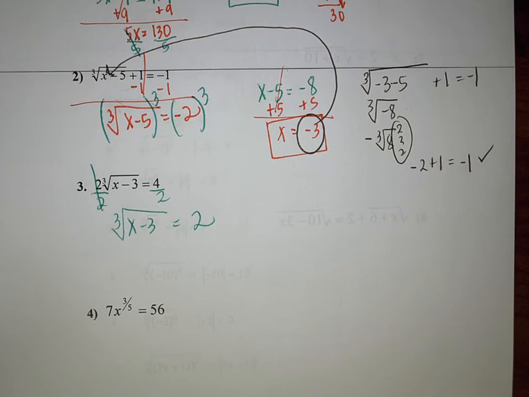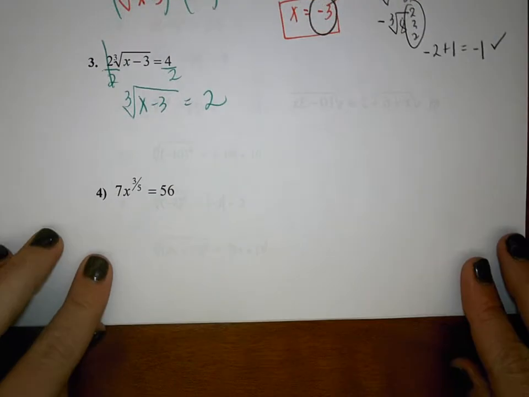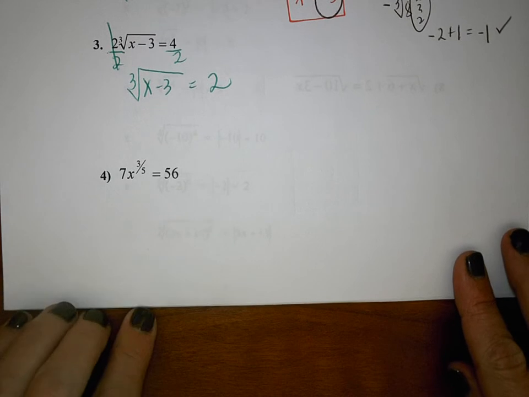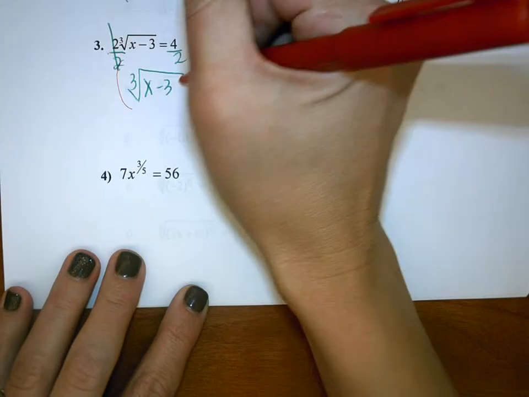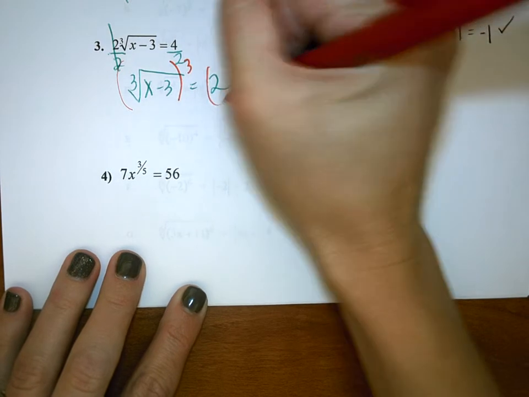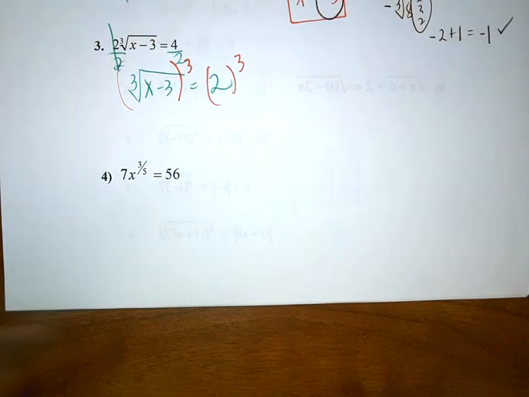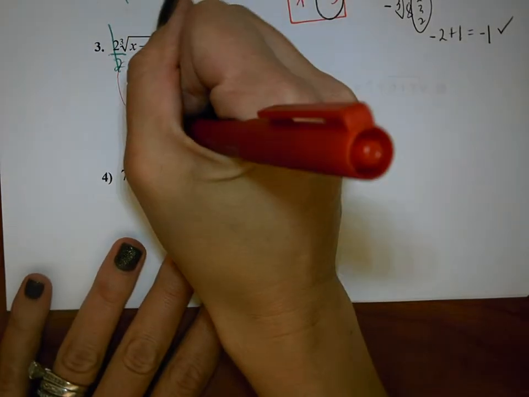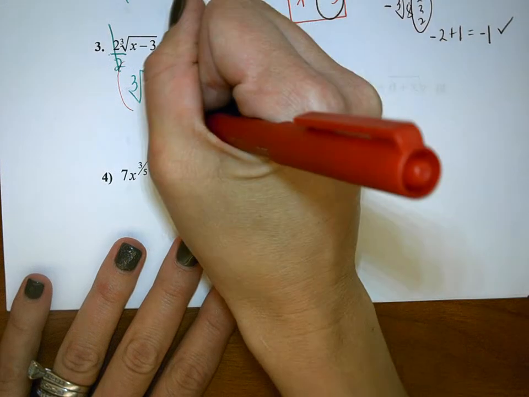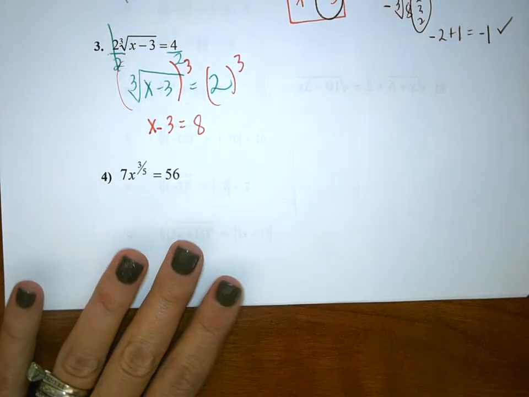What's my next step? You cube it, because I need to get rid of my cubed root. If I squared it, that wouldn't be enough to get rid of the root. So we're going to cube both sides, and then what do I end up with? Oh, x. Sorry, I'm working on number 4. Perfect. And this is really hard.